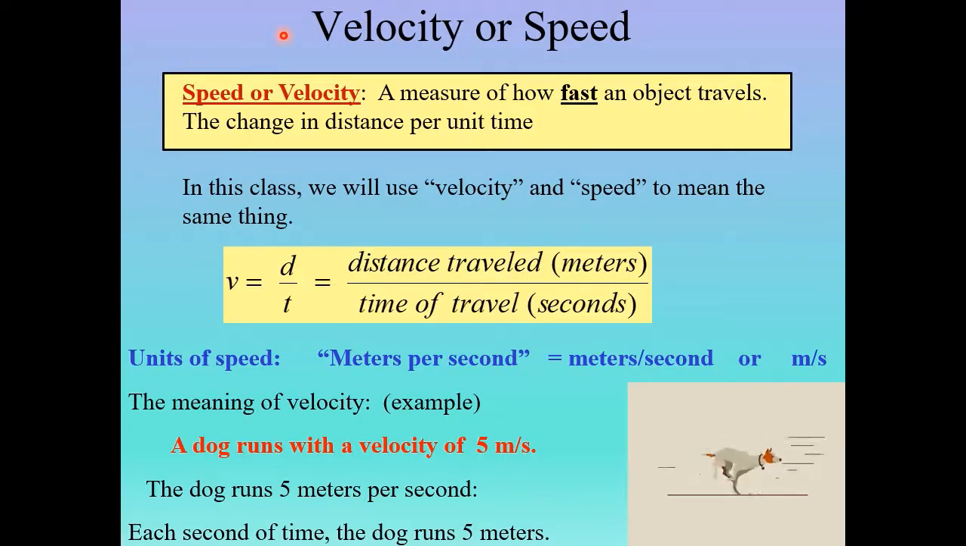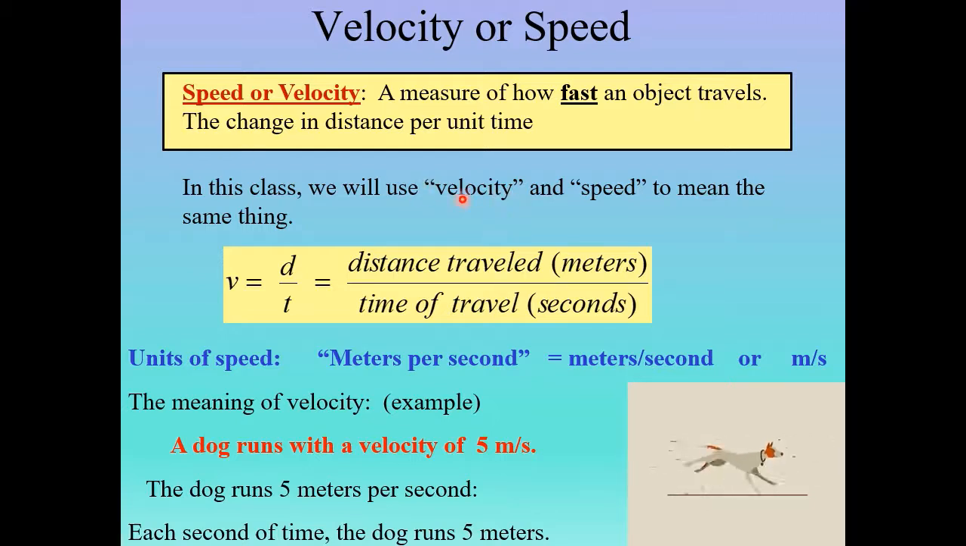So what we just described with the ladybug was one way to describe her motion, her position versus time. But we can do more than that. We can also describe the ladybug's velocity or speed. So what do we mean by speed or velocity? It's a measure of how fast an object travels. More specifically, it's the change in distance per unit time.